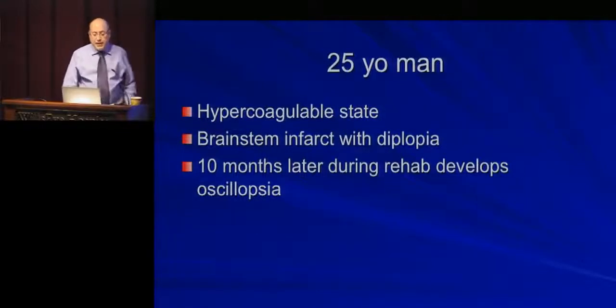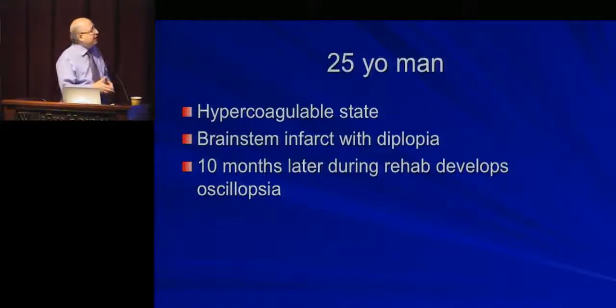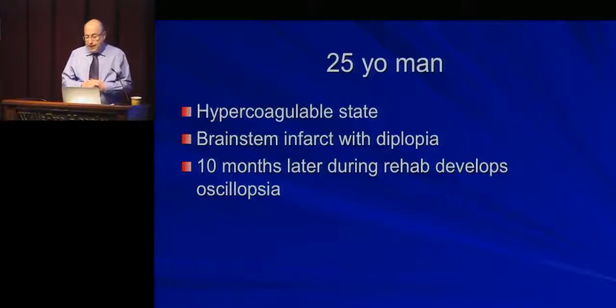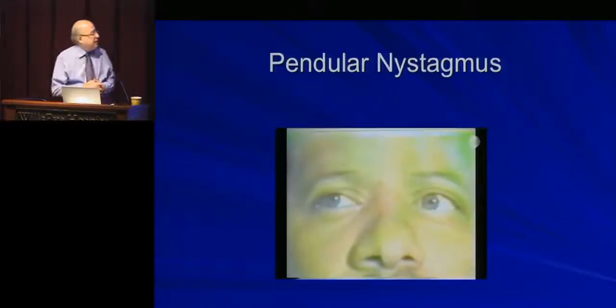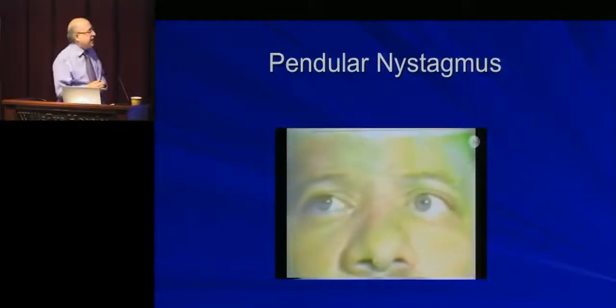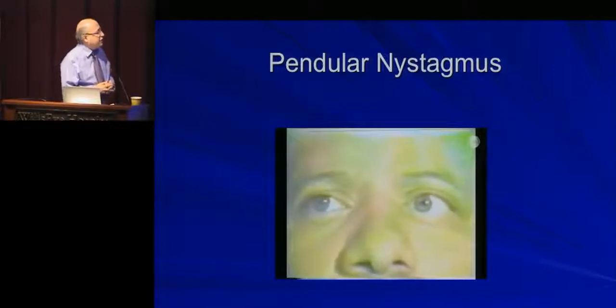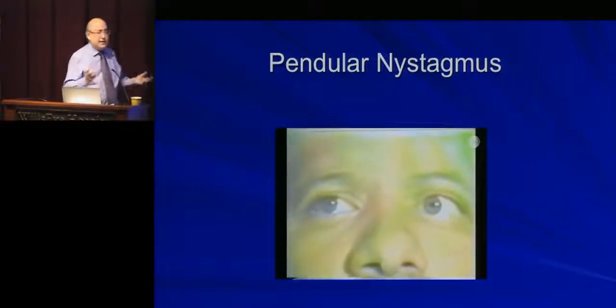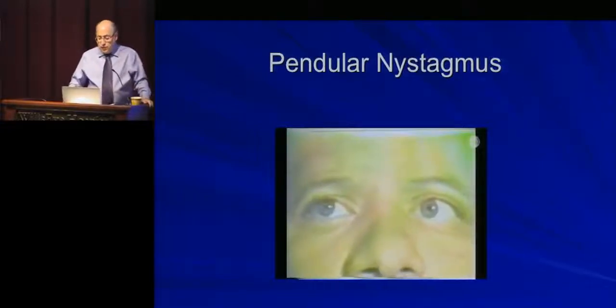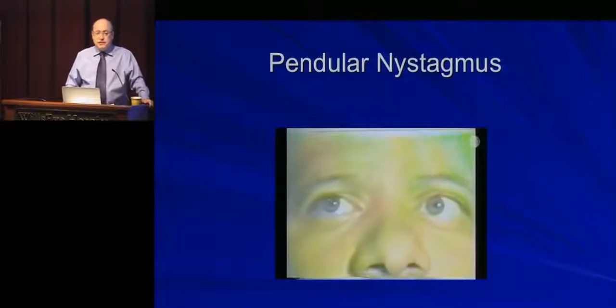So here's a 25-year-old man, has a hypercoagulable state, and he presents with a brainstem infarct. And 10 months later, during rehab, he starts developing oscillopsia. And they send him back because they see a new onset of nystagmus, and they say he must have had a new stroke. And what you see here is an asymmetric, dissociated, horizontal and vertical pendular nystagmus, right? So there's no jerk to this. It's all slow, and it's asymmetric, right? So he's got a pendular nystagmus 10 months after a stroke.